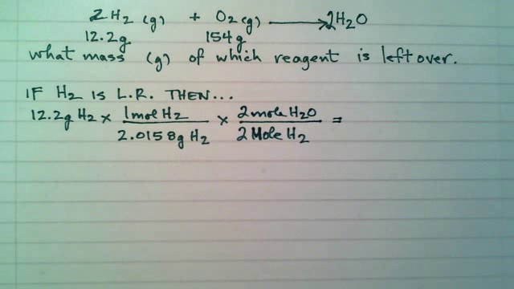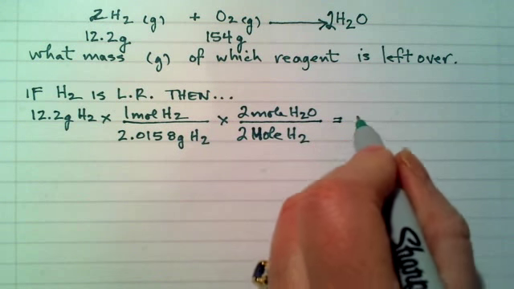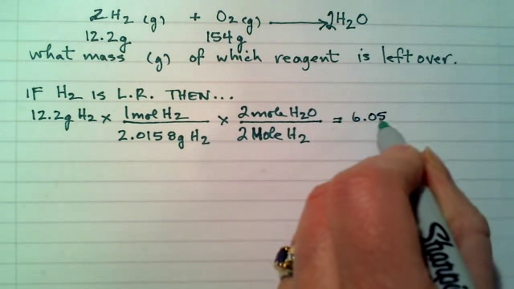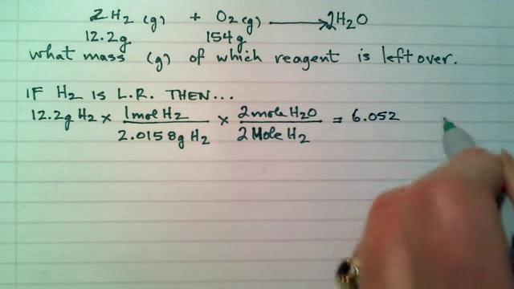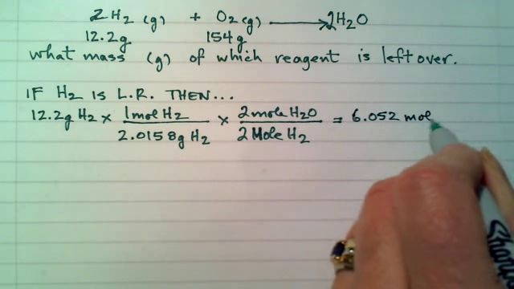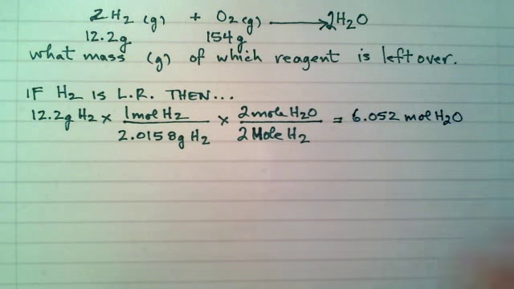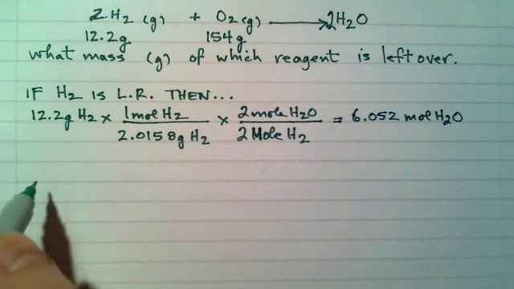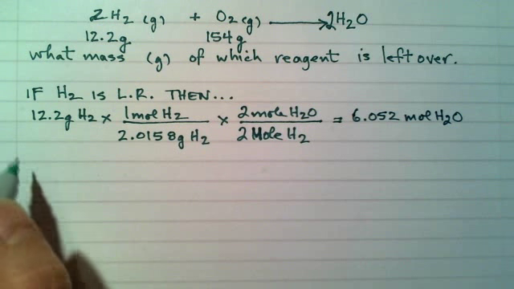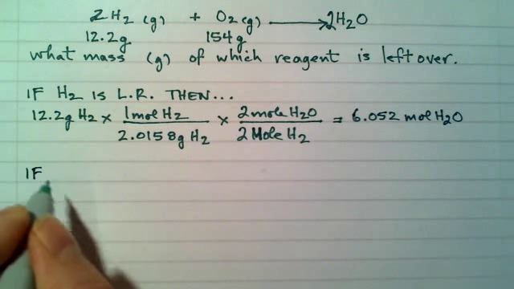Okay, so I'll just do the calculator. So I've got 12.2 essentially divided by 2.0158. And that is 6.052. Not worried about sig figs, it's not a final answer. Right, so that's the maximum amount of water that could be made using 12.2 grams of hydrogen if I had excess O2.